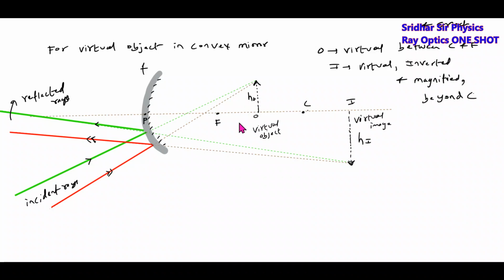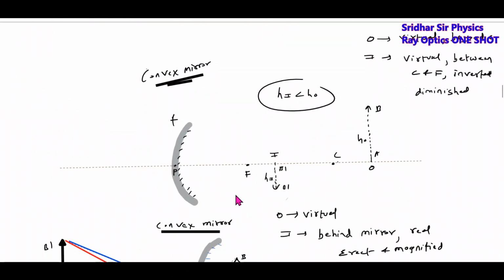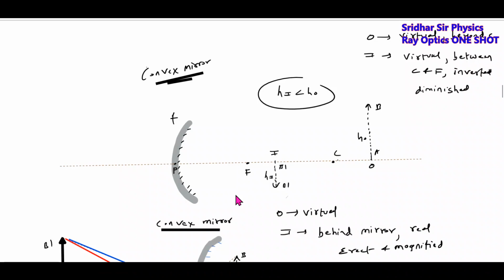So for a virtual object, it will form a virtual image, and that image will be inverted, magnified and virtual, when the virtual object is between F and C; the image will be beyond C. There's one condition, try to remember it. Similarly, one more: for a convex mirror, if the virtual object is beyond C, the image will be formed between F and C, virtual, inverted and diminished. The height of the image will be less than the height of the object.